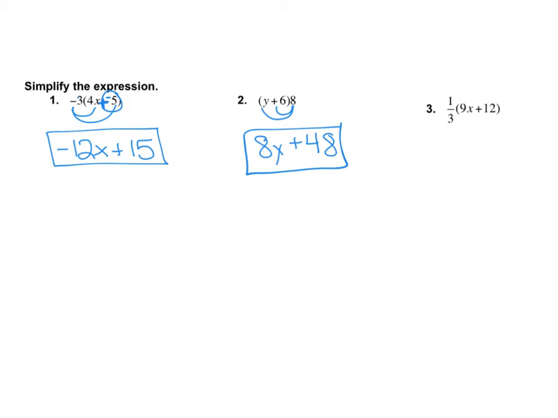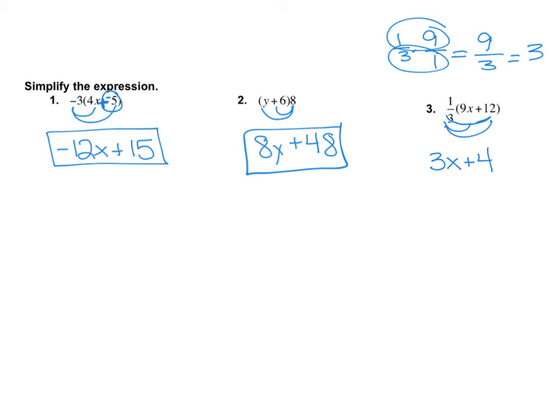Our next one, we have 1/3. If we ever get mixed up and you're struggling with those fractions, just take out your calculator and do 1 divided by 3 and then multiply it by 9. What this looks like is 1/3 times 9 over 1. Top number times top number, 9. 3 times 1 is 3. 9 divided by 3 is 3. So we have 3x. And then we're going to multiply 1/3 of 12, which is equal to 4. I cannot simplify this anymore. I have 3x plus 4.